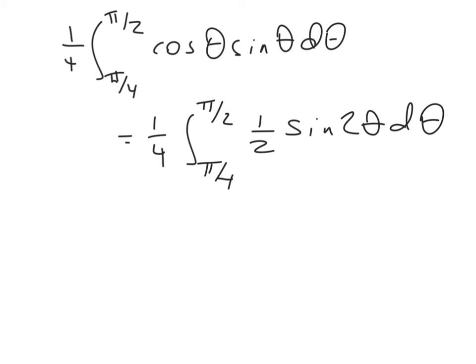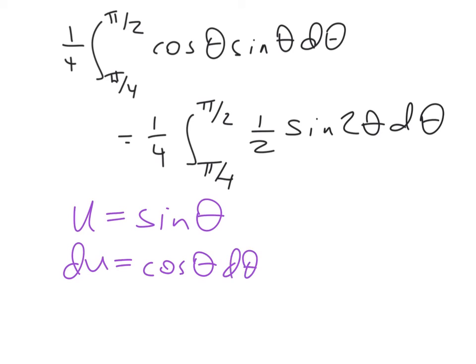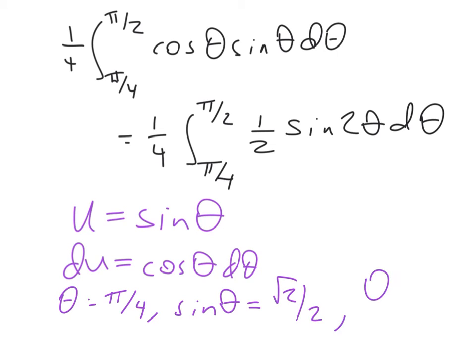The other option is to use a u substitution, and that's because cosine is the derivative of sine. So if we set u to sine theta, then du would be cosine theta d theta. And so we can rewrite our integral using this u substitution. It's important to think about the bounds. When theta equals pi over 4, sine theta is, what is that? I think it's root 2 over 2, and so that's what u would be. And when theta is pi over 2, u would be 1, because sine of pi over 2 is 1.